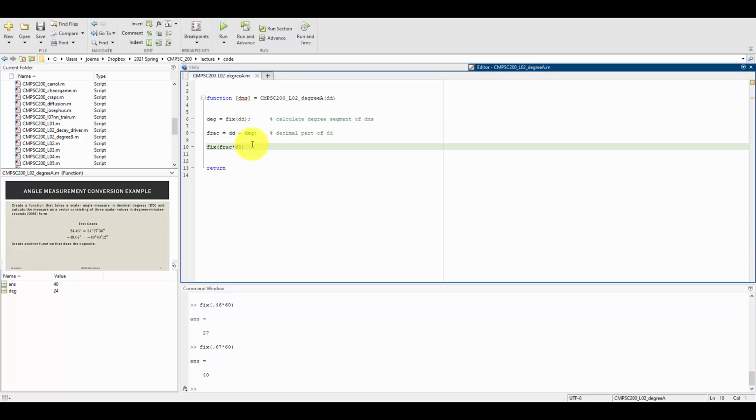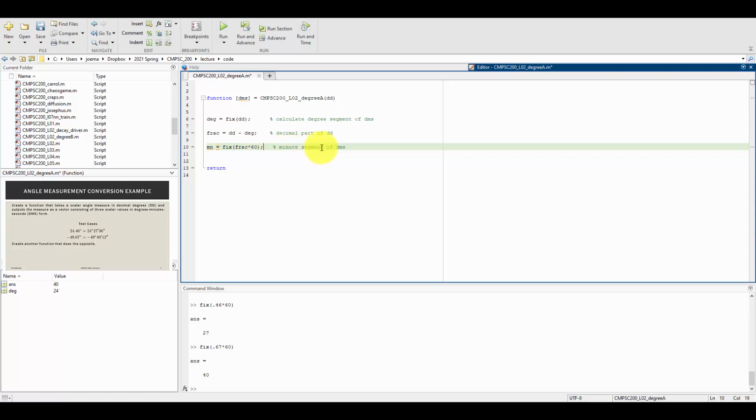I'll call it mn for minute. I don't want to use min since that is a reserved function in MATLAB, so I will call it mn. So this is the minute part of DMS.